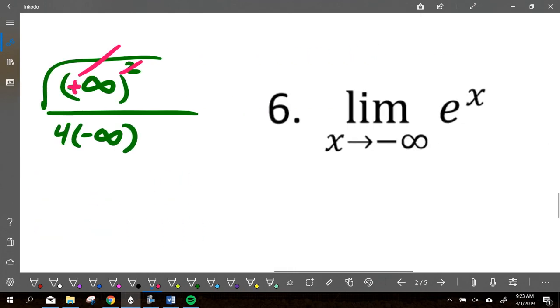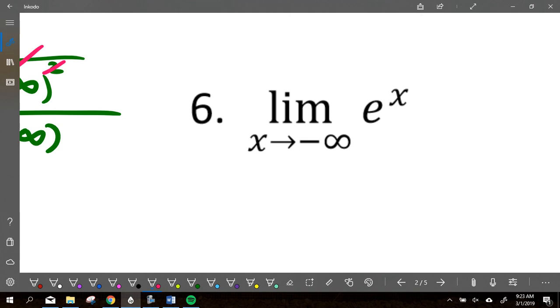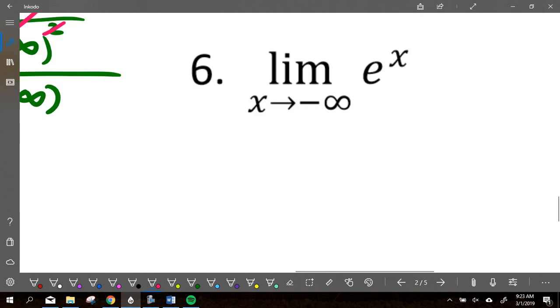Here's one they like to throw at you every once in a while. Look at number 6. What is that limit as you approach negative infinity? And this is a graph you need to know. Just like yesterday we did the absolute value of x all over x. That's a graph you need to know. So is this one. Show me with your fingers, what do you think the answer is here?